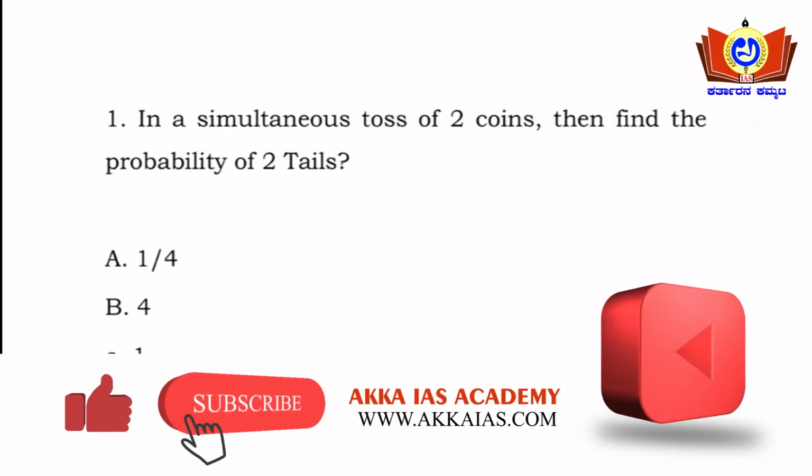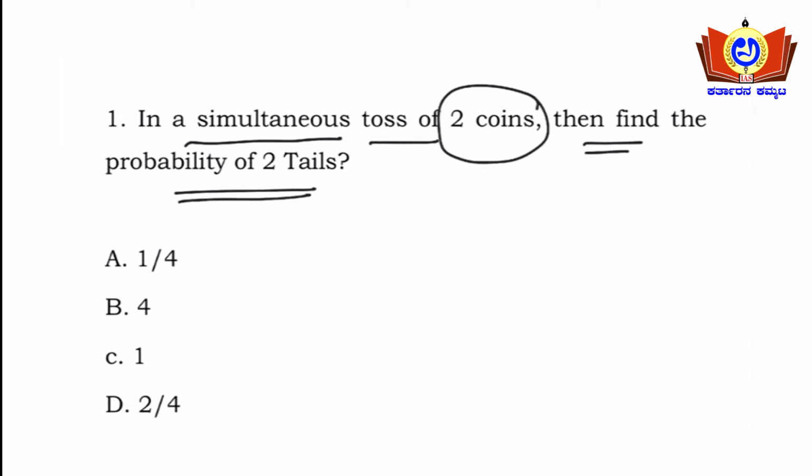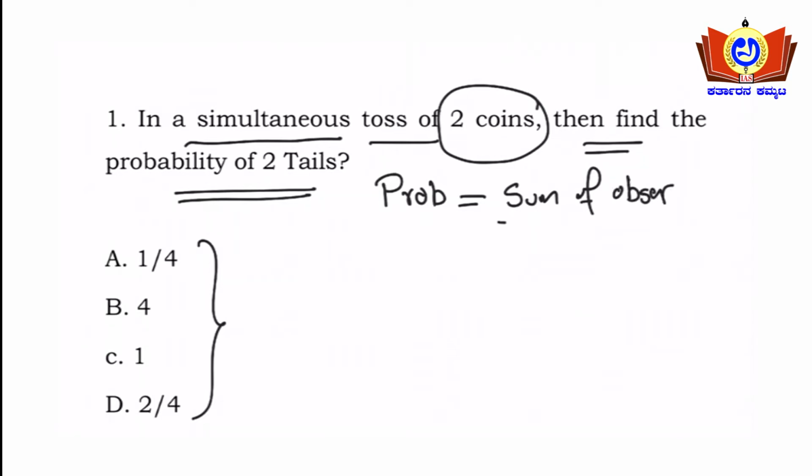So the first question is: in a simultaneous toss of two coins, find the probability of two tails. The question tells us they are flipping two coins, so what is the probability of two tails? The options are 1 by 4, 4 by 1 and 2 by 4. We know the formula for probability, which I explained in the previous video: probability is the sum of observations divided by the total number of possibilities.